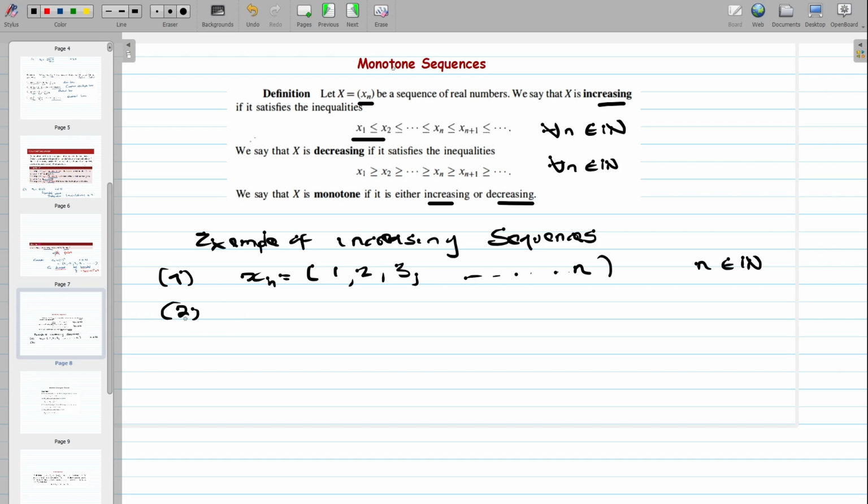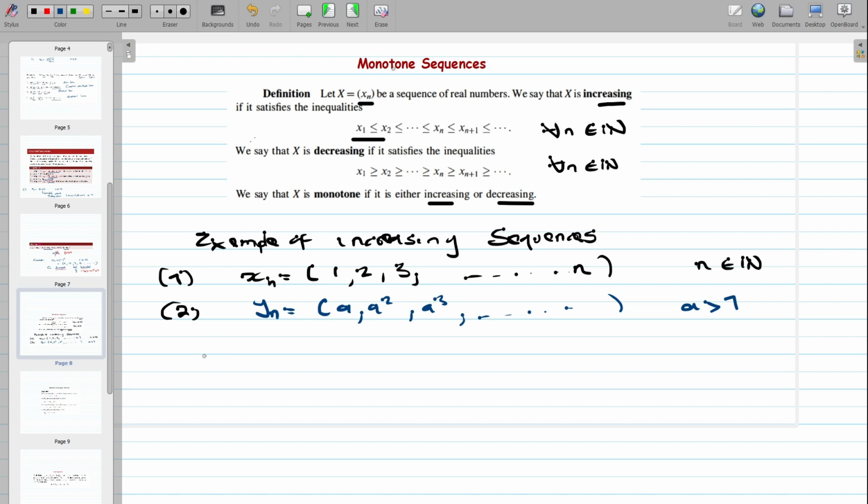Then example number 2 is the following sequence. Let's use maybe a different color and a different name. If we choose y sub n, which is the sequence a, then a squared, then a to the power 3, and then we keep on going like so. We have to be very careful here. a has to be strictly greater than 1, because if a is equal to 1, then we're going to have a stationary sequence, because we're going to have ones throughout. So this is also another monotonically increasing sequence.